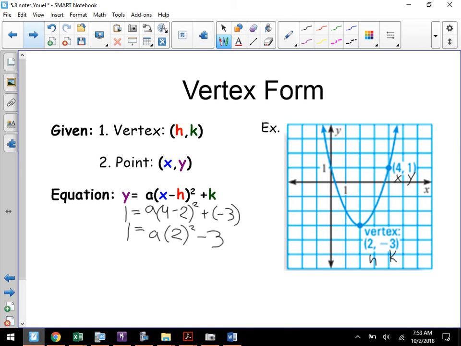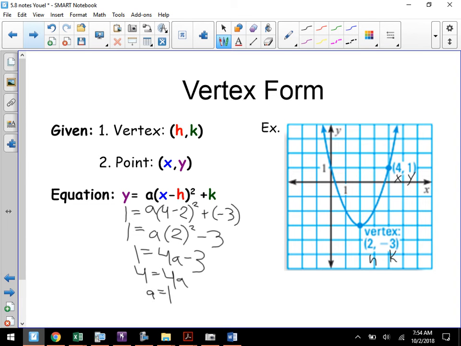Alright, then we want to square that too. So 1 is equal to 4a minus 3. Let's add that 3 to the other side so we can get a by itself. So then we have 4 is equal to 4a. Finally, a is equal to 1.